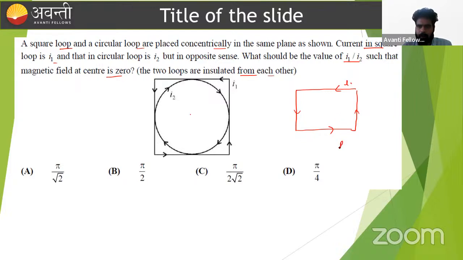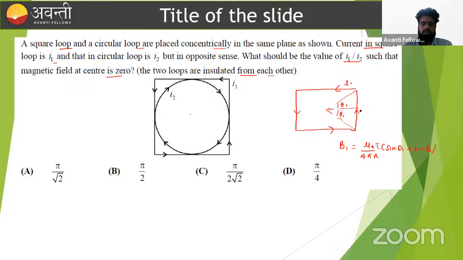We consider the field due to this current to be B1. If there is one finite wire and we want to find the field at the center, we know the formula for the field due to a straight wire. If the finite wire makes angle θ1 from here and θ2 from here, then the formula is mu naught I upon 4 pi r, into sin θ1 plus sin θ2. I hope this is clear for everyone.